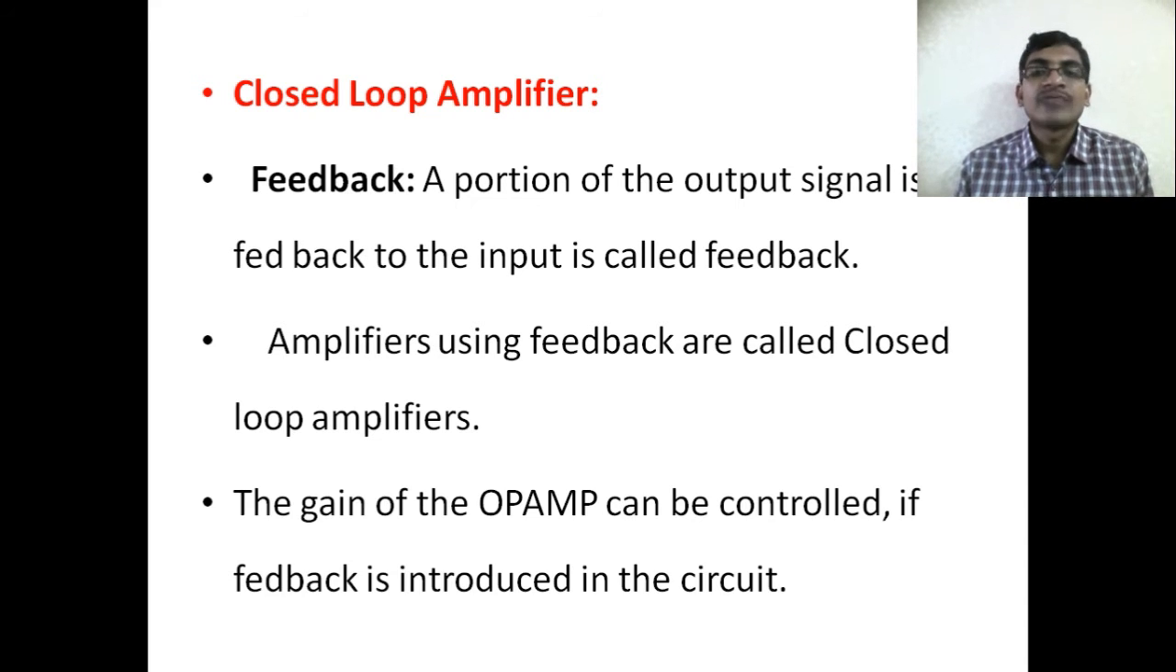The gain of the operational amplifier can be controlled if the feedback is introduced in the circuit. So one of the limitations in the open loop configuration is the gain varies with the temperature and supply voltages. So that problem will be rectified when we use the closed loop configuration. Okay, so the gain will be controlled when we use the closed loop configuration.